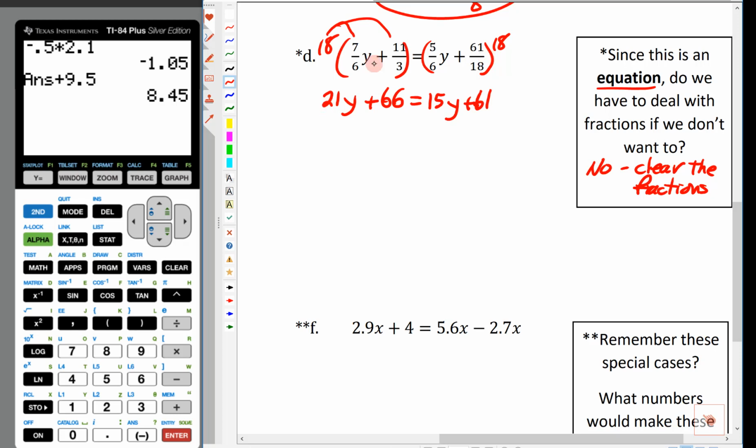In one step, we've cleared the fractions and we've gotten rid of all of the denominators. There's not a single fraction in this problem anymore. Now we can go through and solve this, and we may end up with a fraction at the end, but we don't have to work with fractions in the meantime. So let's go ahead and do this.